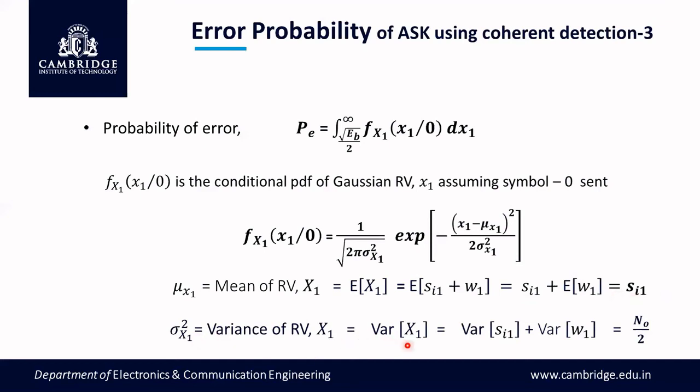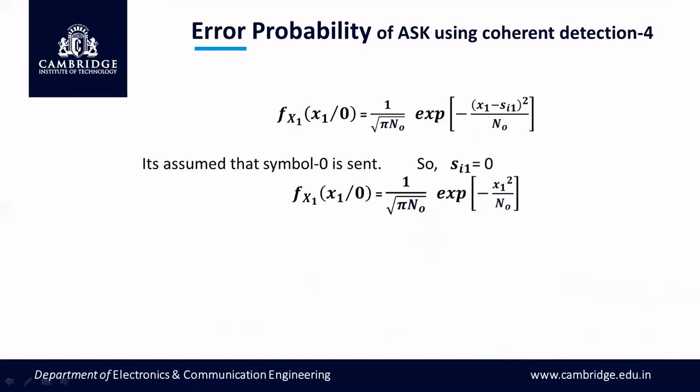The variance of x1 is the variance of SI1 plus the variance of noise. SI1 never varies at all because it's a constant value. That's why we conclude the variance of SI1 is 0. The variance of white noise is assumed to be n0 by 2 as per the literature.